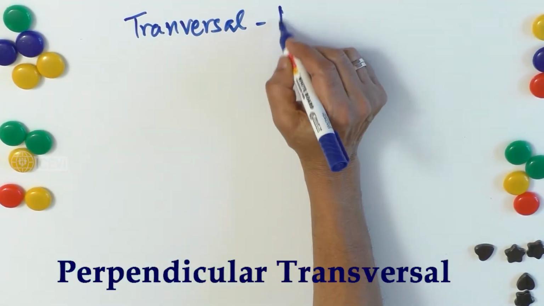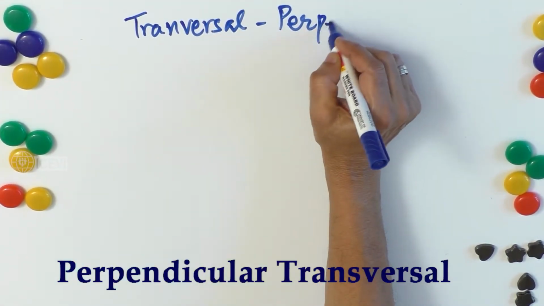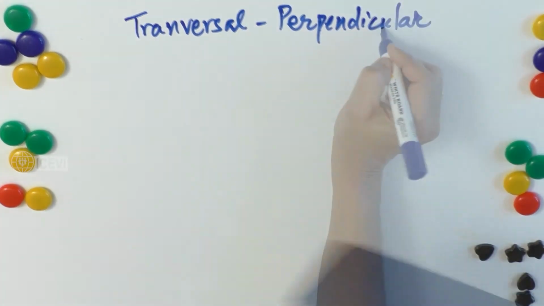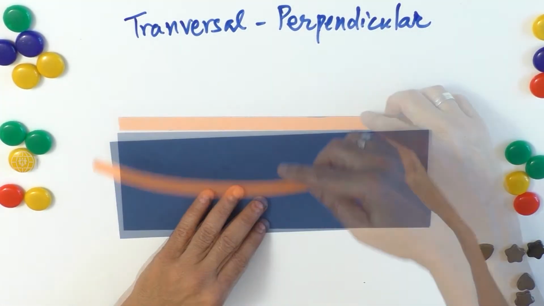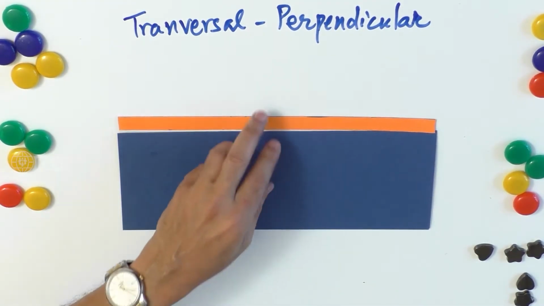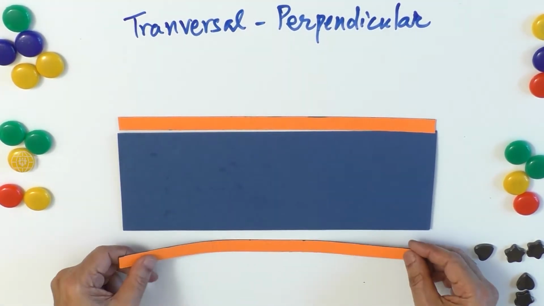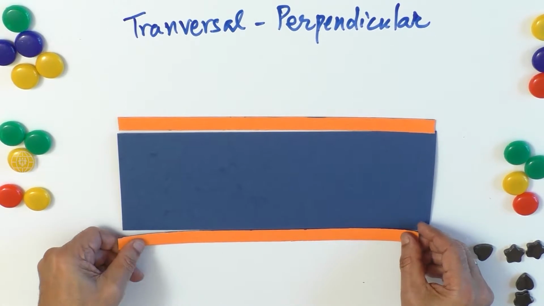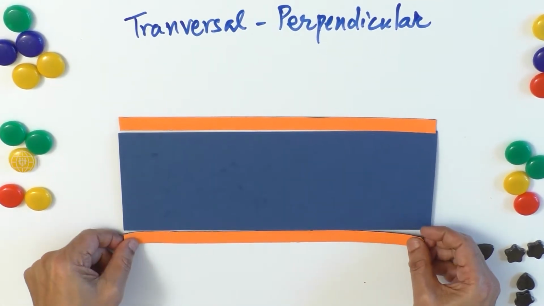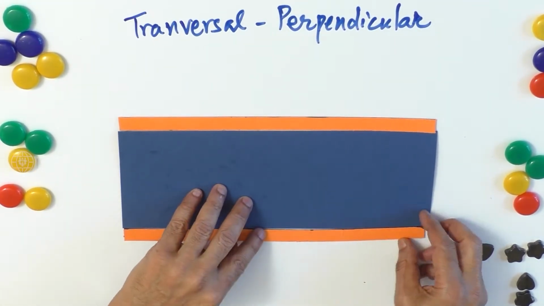Title of the video: Transversal, which is perpendicular. There are two lines which are parallel. So this is one line and then this is the other line. So these two lines are parallel on both sides of the rectangle.